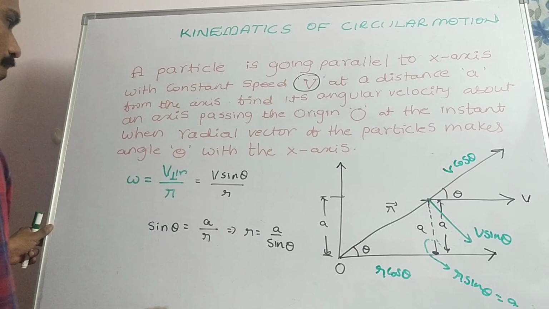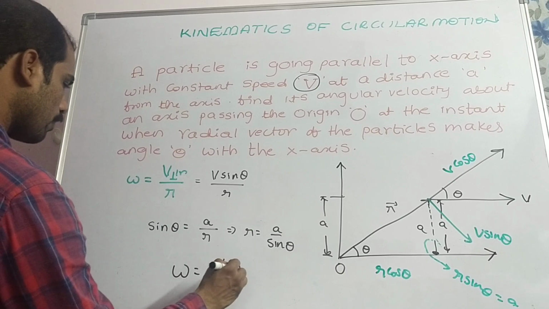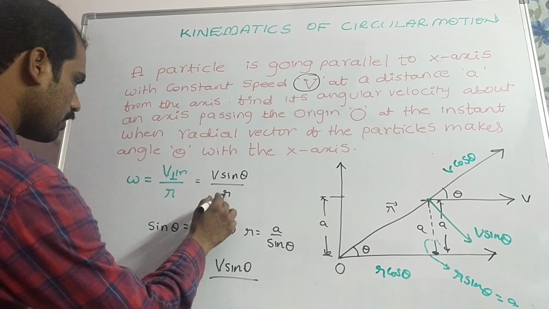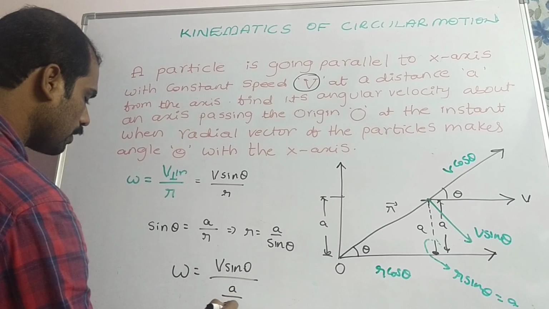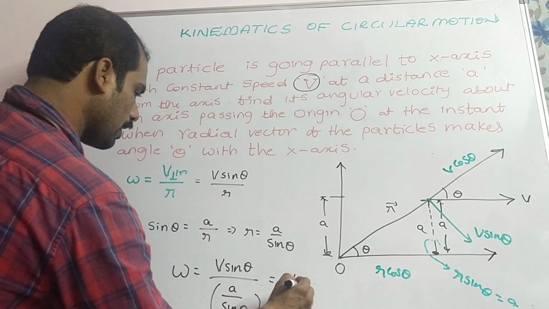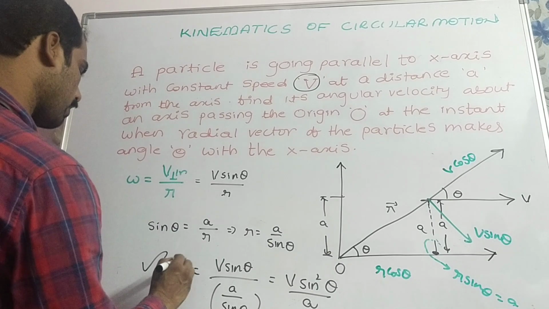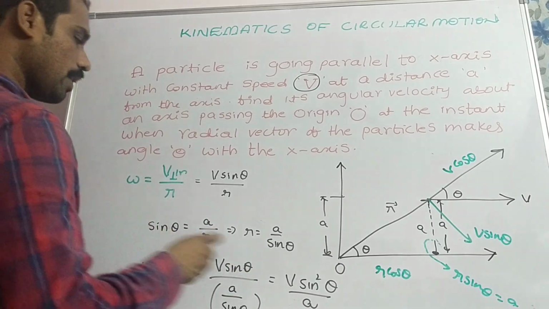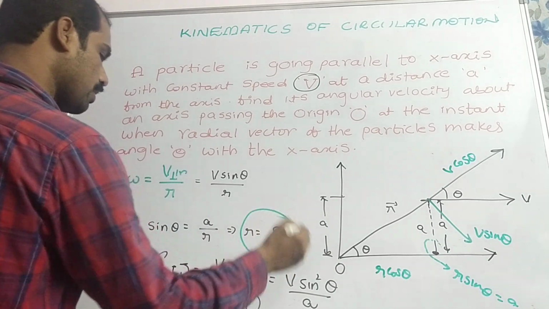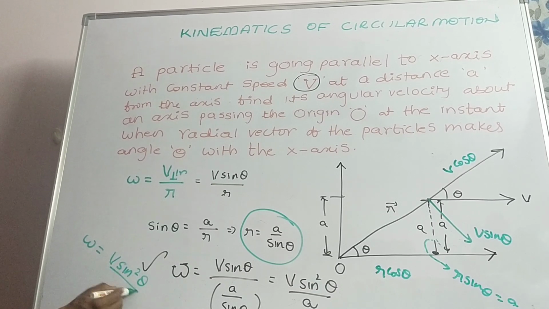Now omega is equal to v sin theta by, instead of r we write a by sin theta. That is equal to v sin square theta by a. So angular velocity omega is equal to v sin square theta by a, which will be the answer.